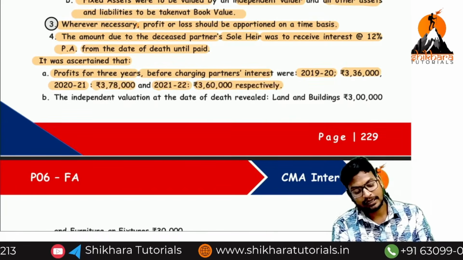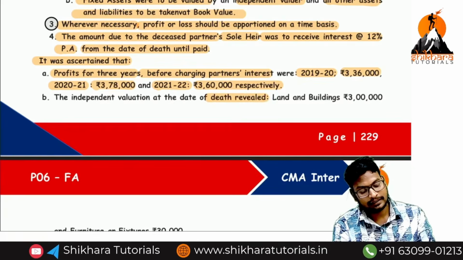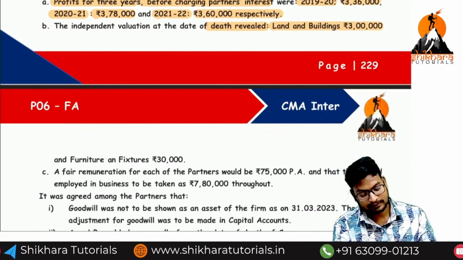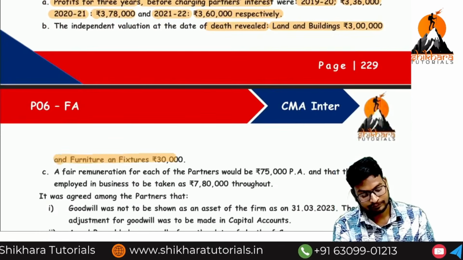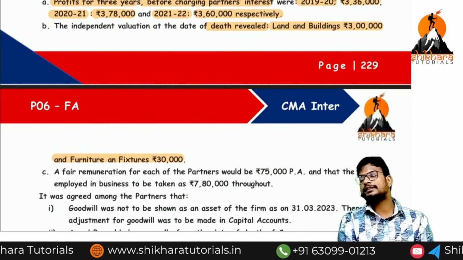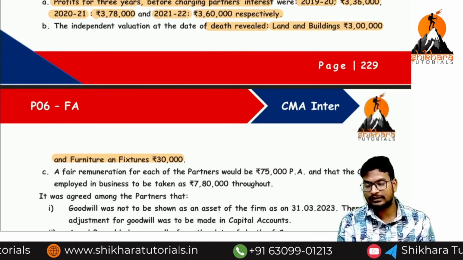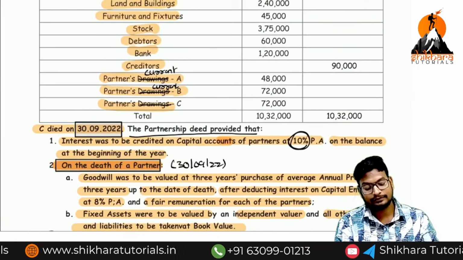The independent valuer at the date of death revalued how much, amma? Land and building, how much? 3 lakhs. And furniture and fittings, how much? 30,000. That means there are changes in only two values. What are the two values, amma? Land and buildings and furniture and fixtures. What is the value of land and building?